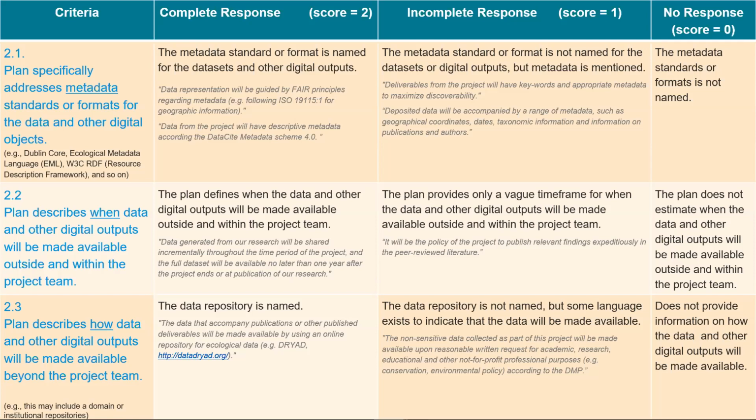Criteria 2.3 says the plan describes how data and other digital outputs will be made available beyond the project team. This is very specific. A complete response names the data repository. So the data repository in this example is Dryad. There are many data repositories out there, discipline subjects with digital repositories of all kinds, depending on what's most relevant for your project. And parts of your project will likely have data in different repositories, but just naming them is a very good complete response.